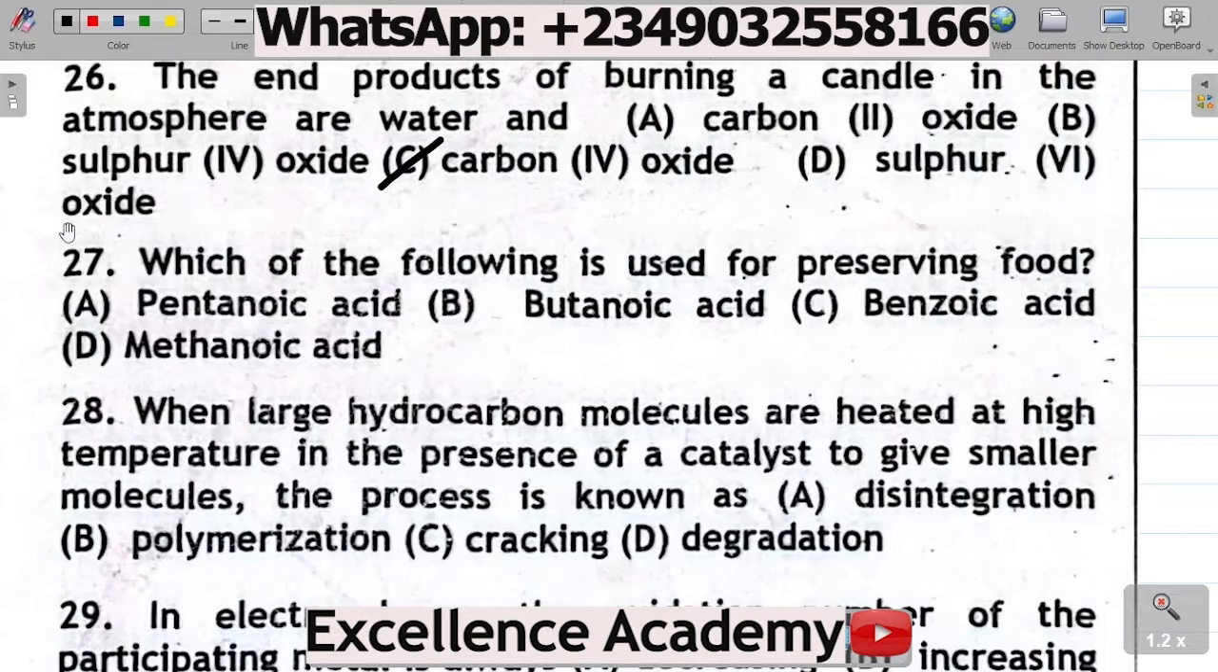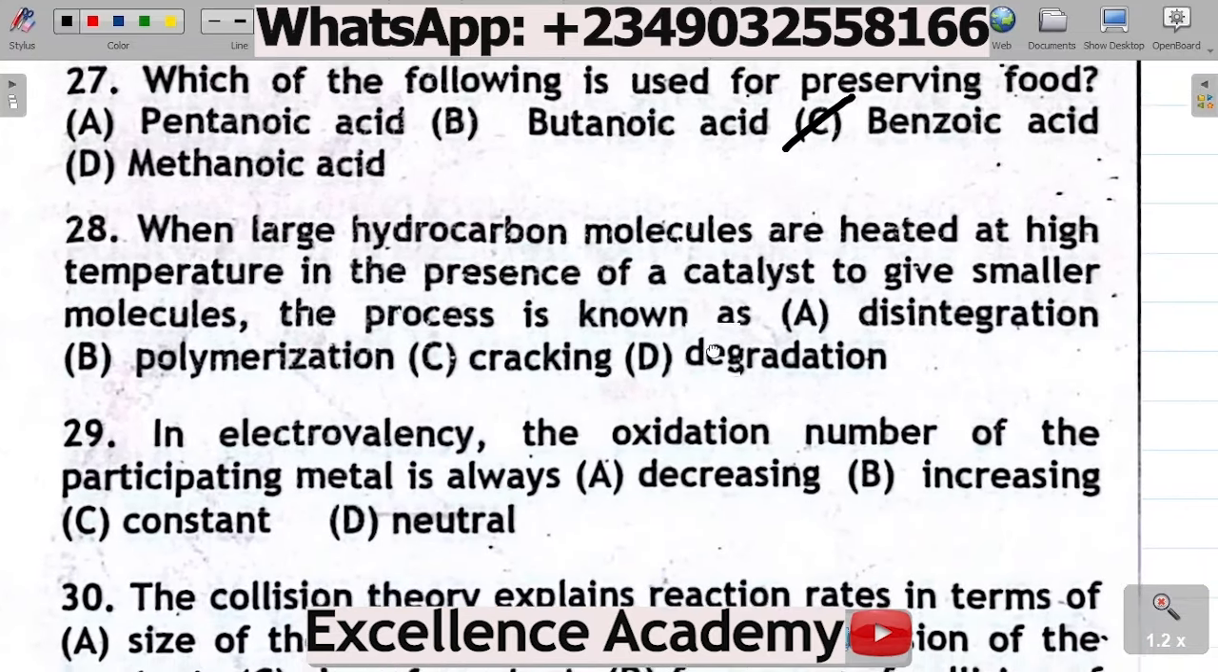Next up, question number 27. 27 says, which of the following is used for preserving food? A, pentanoic acid, B, butanoic acid, C, benzoic acid, D, methanoic acid. Now, for question number 27, the correct answer is C, benzoic acid. So take note that benzoic acid is a common food preservative. So benzoic acid is your correct answer.